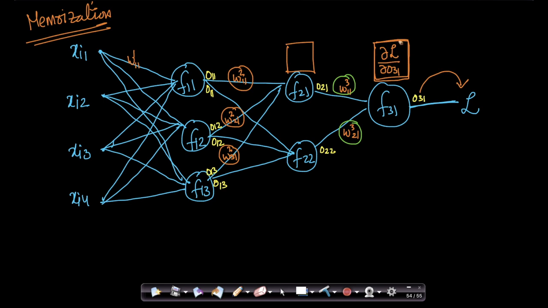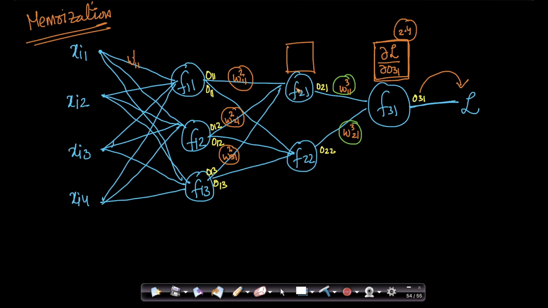If I store this derivative here, it becomes much more efficient when I have to use it to update all of my weights. Isn't it? Suppose this value is 2.4 in some iteration. If I compute this value and keep it here, I can reuse this 2.4 when I'm updating all other weights. So at F31, I will store this.